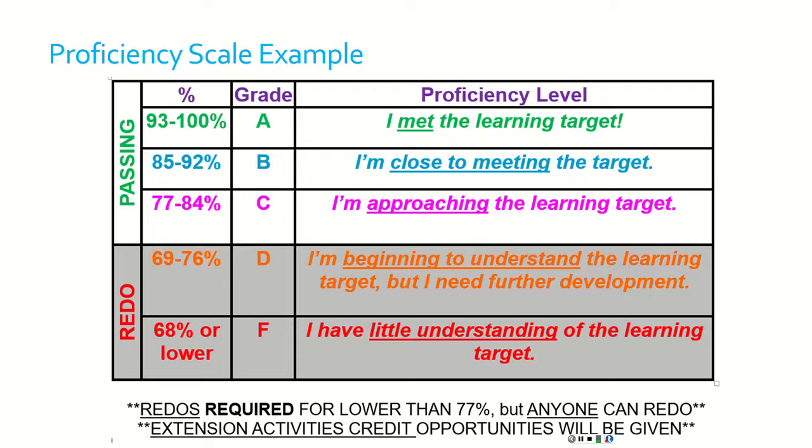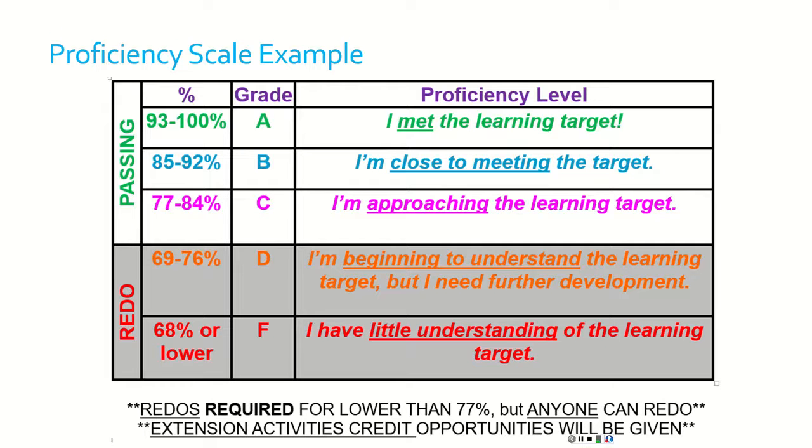The proficiency scale that I'm more aware of or comfortable with is one that we're all used to seeing probably, is the percentage scale, and then you've got the letter grades. And then if you have a 93 to 100%, you've met the learning target, and so on and so forth. So you can use whatever means you want to provide feedback to your students. It's your choice. These are just some examples for you to use.